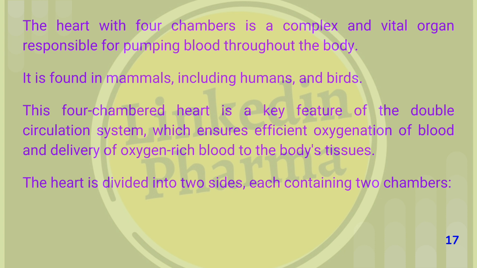It is found in mammals, including humans, and birds. This 4-chambered heart is a key feature of the double circulation system, which ensures efficient oxygenation of blood and delivery of oxygen-rich blood to the body's tissues. The heart is divided into 2 sides, each containing 2 chambers.